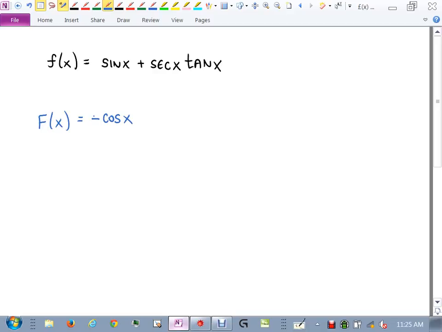And what about secant x tangent x? Is that the derivative of something? Yes? What? Secant x plus c. So if you go back, you take derivative of negative cosine x, you will get negative sine x, which will be positive sine x. Derivative of secant x is secant x tangent x. Plus a constant, we're done.